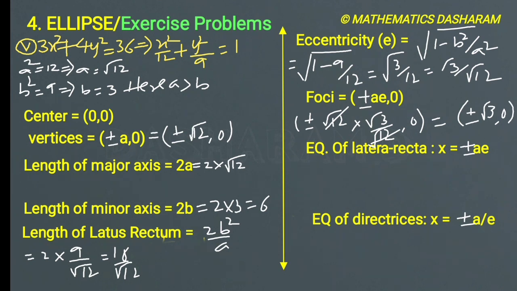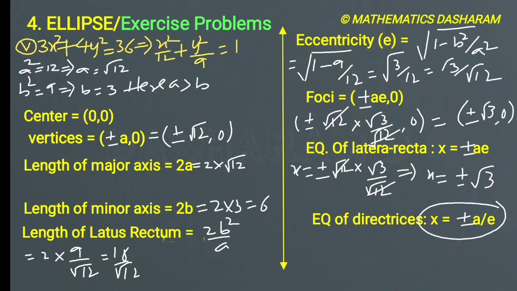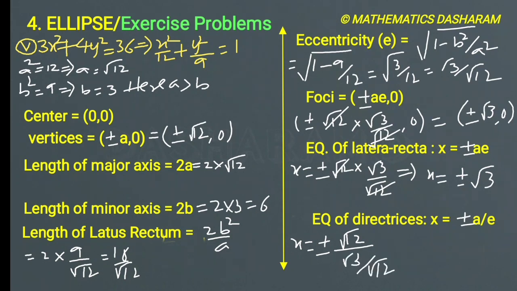Next, equation of the latus recta: x equals plus or minus ae. So x equals plus or minus a value root 12 into e value root 3 divided by root 12. Root 12 cancels, then x equals plus or minus root 3. Equation of the directrices, that is x equals plus or minus a by e. So x equals plus or minus root 12 divided by root 3 by root 12, which implies x equals plus or minus root 12 whole square, that is 12, divided by root 3.